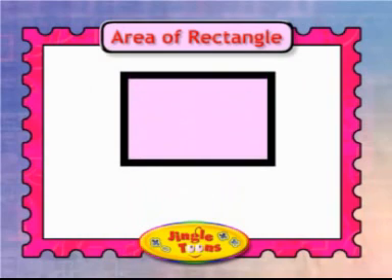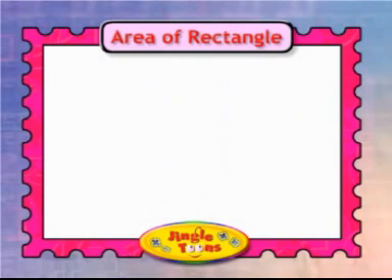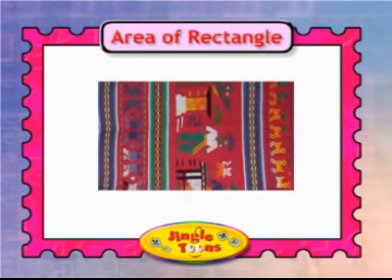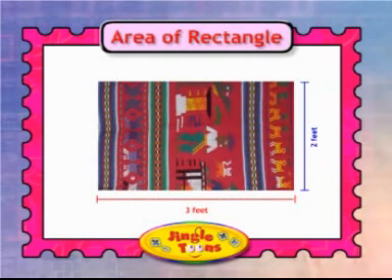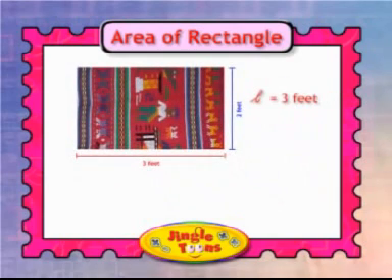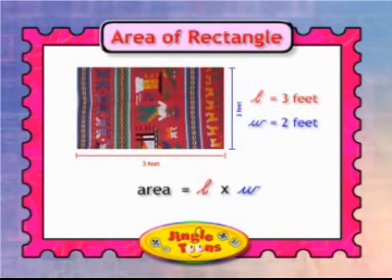And here is the formula to calculate area of a rectangle with the length L and width W. Area is equal to L multiplied by W. Now, if a rectangular cloth has a length of 3 feet and the width of 2 feet, then L is equal to 3 and W is equal to 2. So, if area is equal to L multiplied by W, then area is equal to 3 multiplied by 2. Therefore, area is equal to 6 square feet.